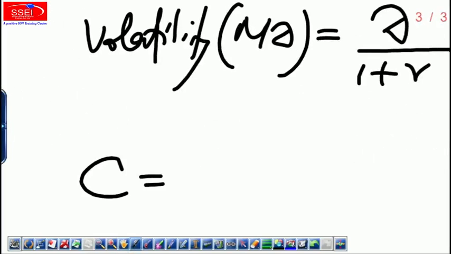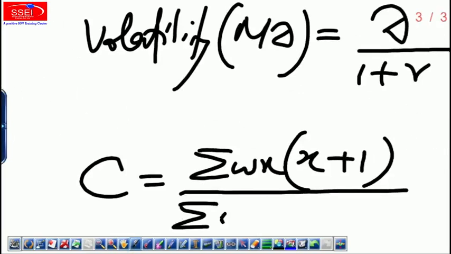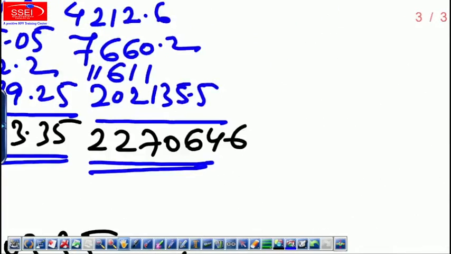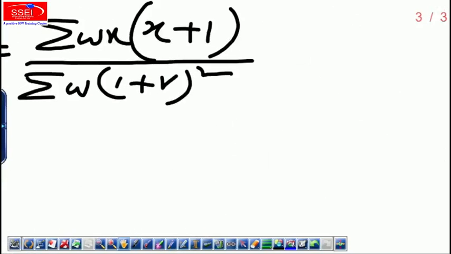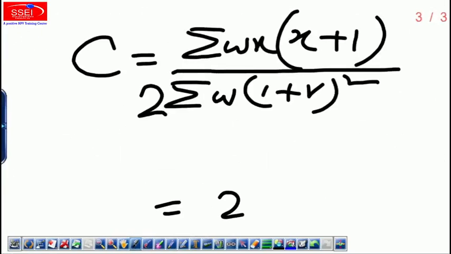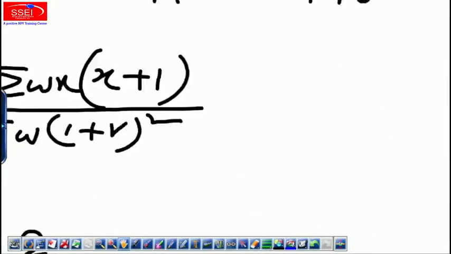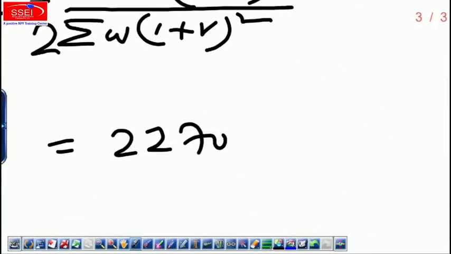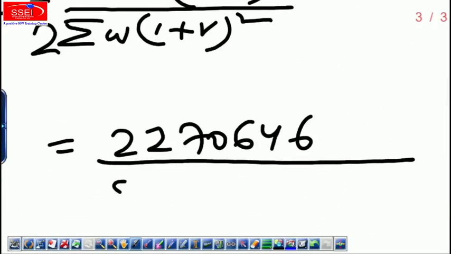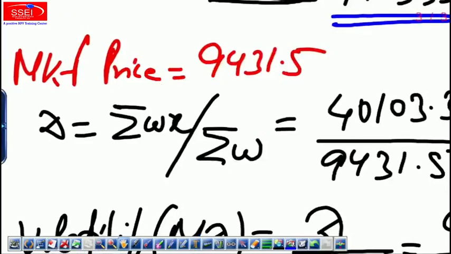Convexity is summation Wx into x plus 1 divided by summation W into 1 plus R whole square. What was the last column? The last column was 22,70646. So there will be a 2 in the denominator: summation Wx into x plus 1 divided by 2 summation W into 1 plus R the whole square. So 22,70646 divided by 2 into summation W, and summation W is 9431.5.